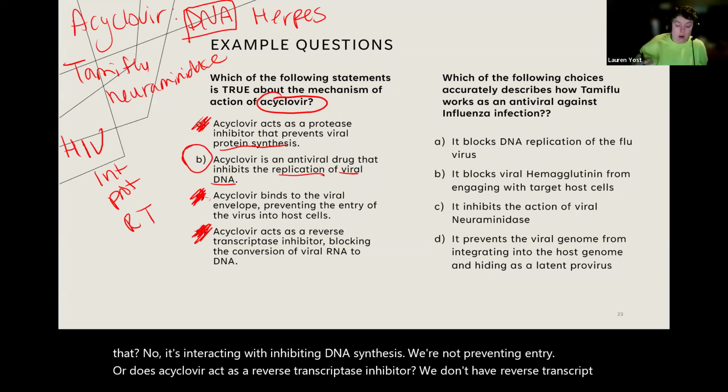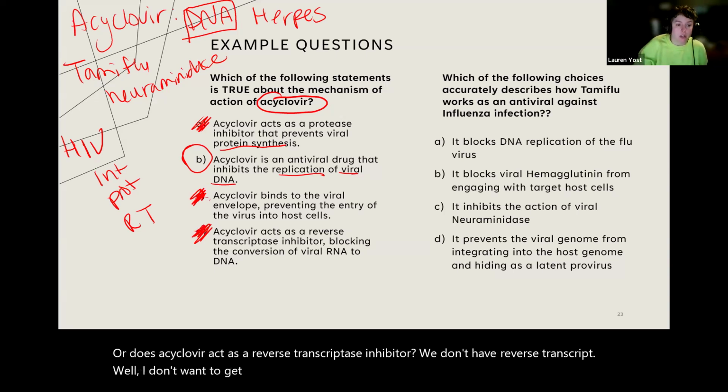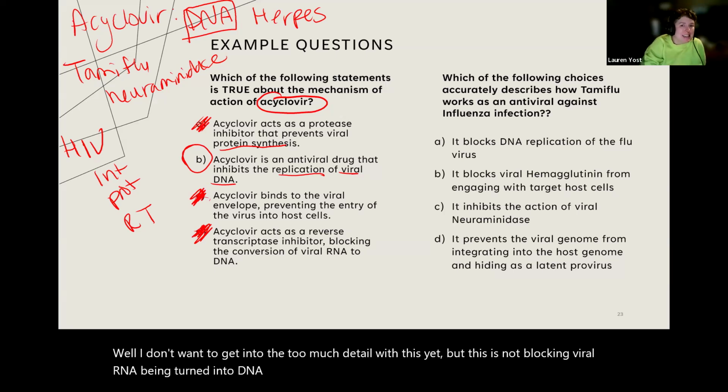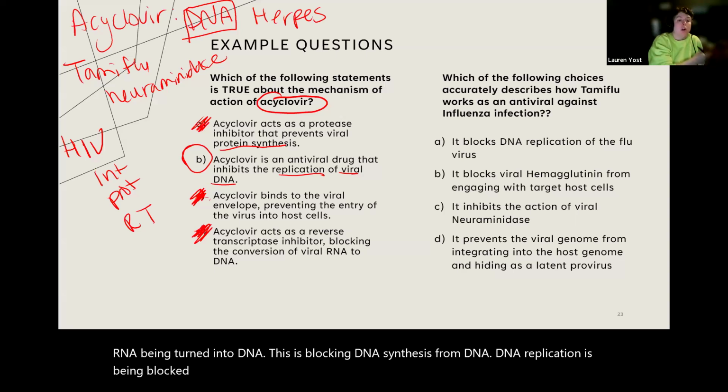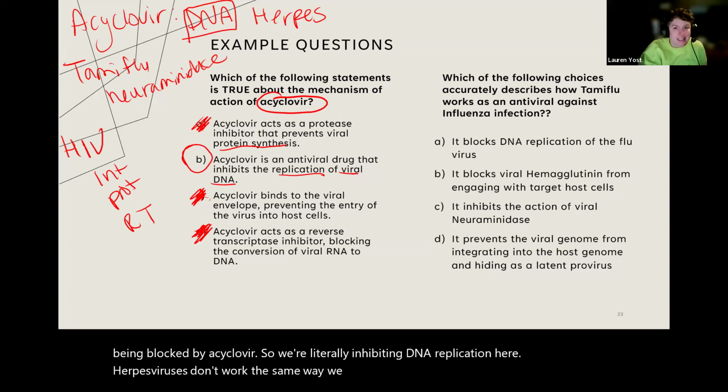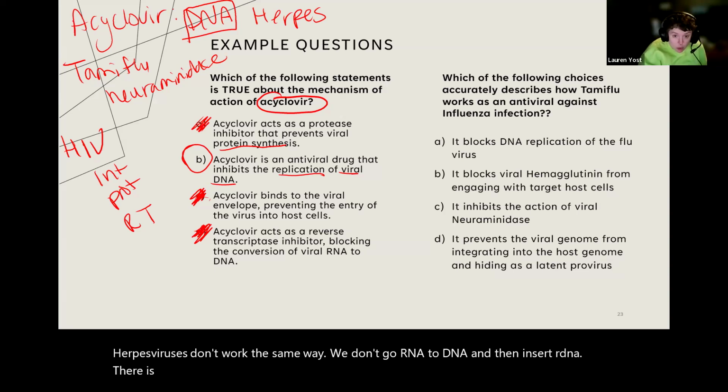Well, I don't want to get into too much detail with this yet, but this is not blocking viral RNA being turned into DNA. This is blocking DNA synthesis from DNA. DNA replication is being blocked by acyclovir. So we're literally inhibiting DNA replication here. Herpes viruses don't work the same way. We don't go RNA to DNA and then insert our DNA. They're DNA viruses. There's no reverse transcriptase going on there.